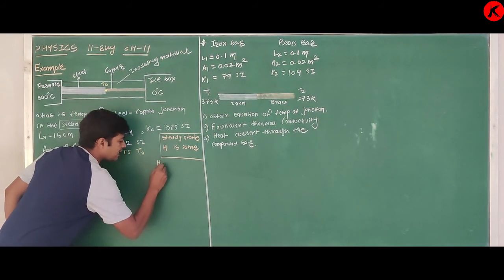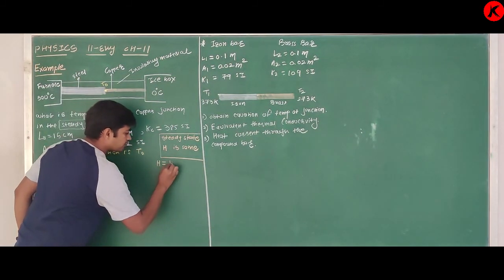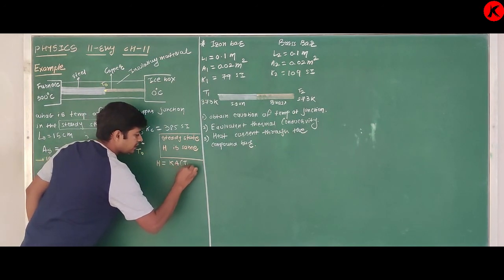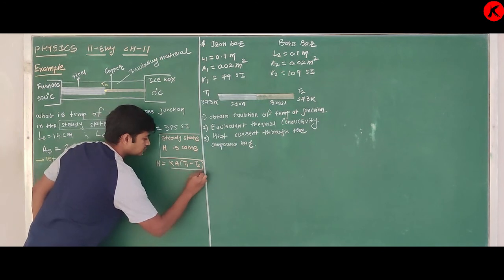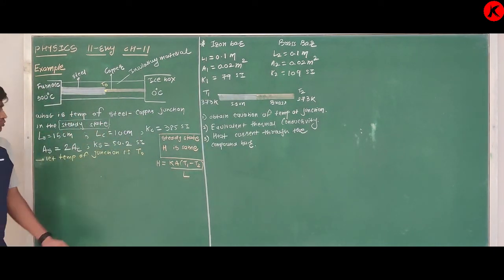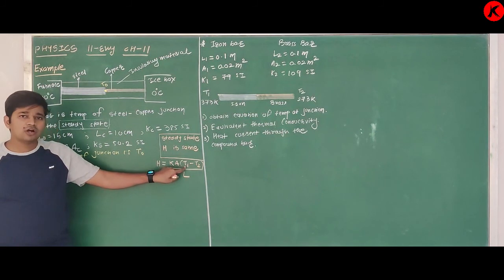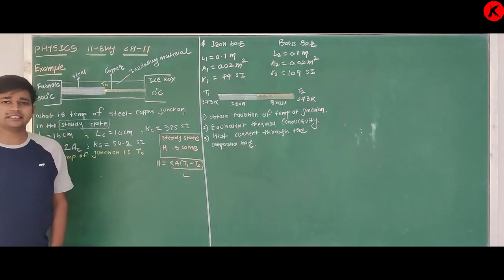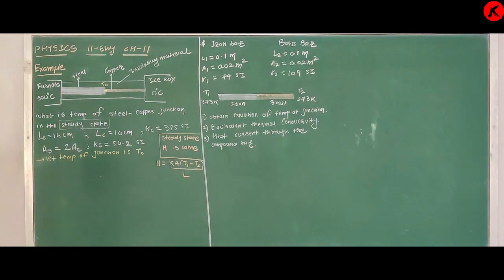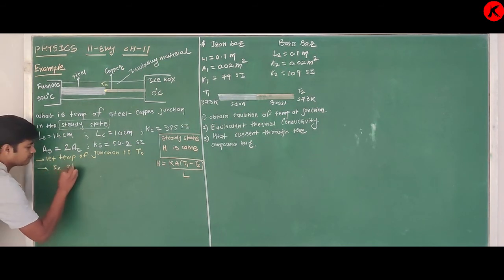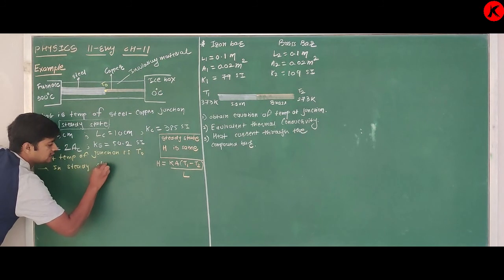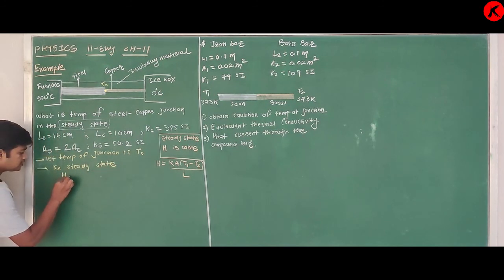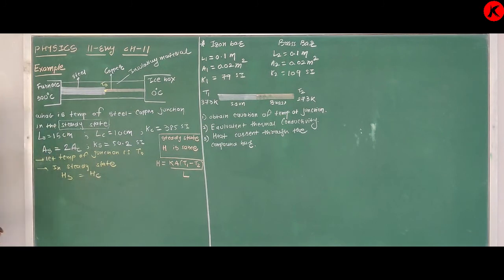We know that H, that is heat current, is equal to K A (T1 minus T2) upon L. Here T1 is the temperature of the hot end, T2 the temperature of the cold end, and L is the length. Now, steady state. In this case, what is the meaning of steady state? In thermal steady state, I can write heat current through the steel wire is equal to heat current through the copper wire.